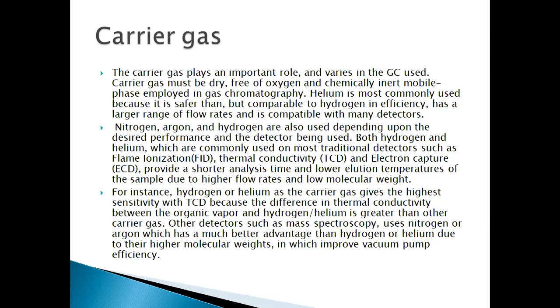For instance, hydrogen and helium as a carrier gas give the highest sensitivity with thermal conductivity because the difference in thermal conductivity between the organic vapor and hydrogen and helium is greater than other carrier gases. Other detectors such as mass spectroscopy use nitrogen and argon, which have a much better advantage than hydrogen and helium due to their higher molecular weight, which improves vacuum pump efficiency.